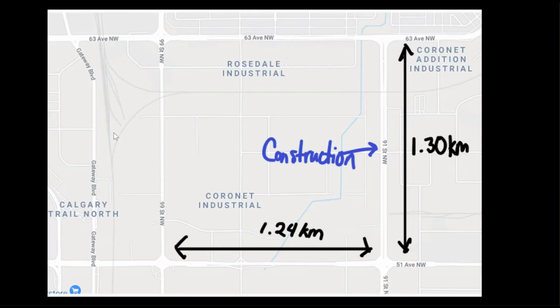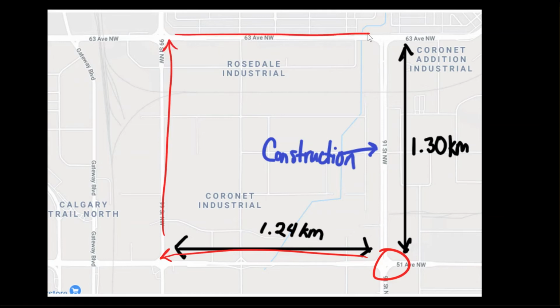So the red car ended up traveling from here all the way over, and then all the way up, and then all the way over, okay? And then it finally ended up here. So from start to finish, what we're going to do is see what its total distance was. Well, it went 1.24 kilometers.